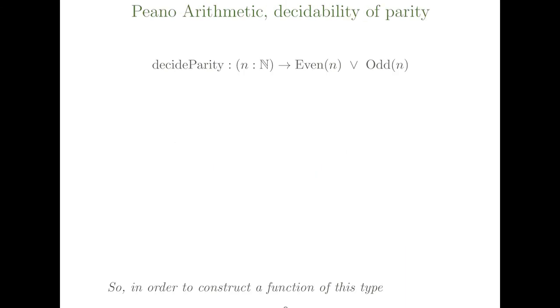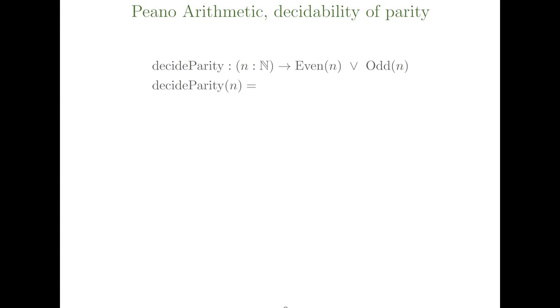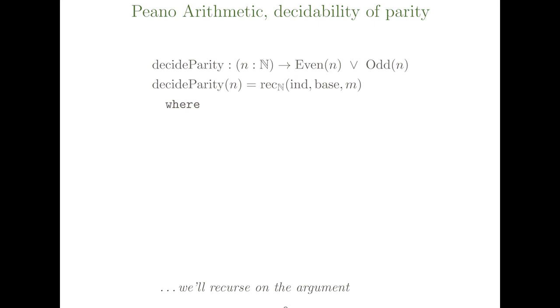Decide parity takes a natural number, gives us even or odd. Decide parity of n. How do we define that? Well, we're going to use that recursor thing, with a particular choice of the induction step and the base step. Live coding, kind of. This is supposed to be n, sorry. So I'm going to pass the n that decide parity was given when we define it, and I'm just going to put that n right there into the recursor. So that's the n that this thing's going to be applied to. So now we have to define the induction step and the base step for decide parity.